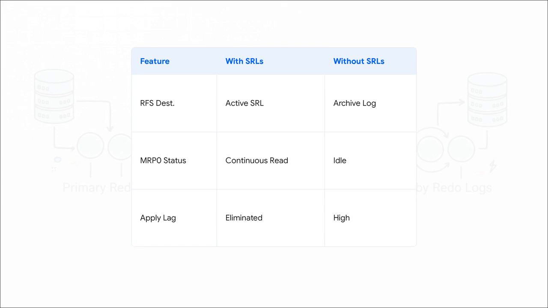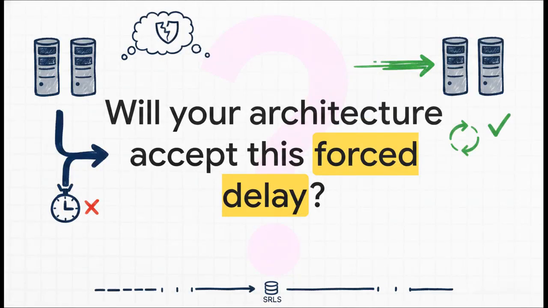Now, without SRLs, you're restricted to archive log apply. Your RFS destination becomes an uncompleted local archive log structure. Since the database can't safely recover from a file that's actively being written to, your MRP0 is forced to remain completely idle until the primary triggers a log switch. This introduces high and completely unavoidable apply lag. So operating without SRLs introduces a constant artificial apply lag equal to the exact time it takes your primary database to completely fill an entire online redo log file.